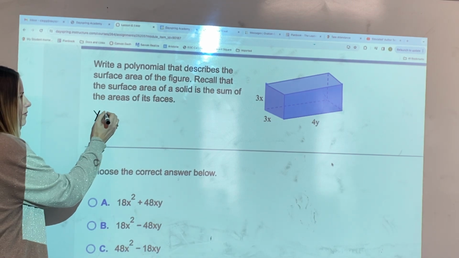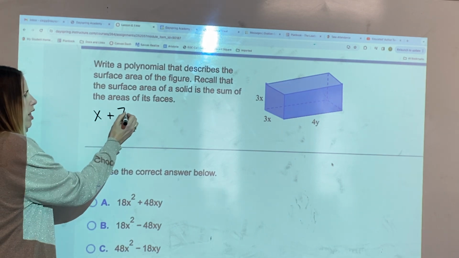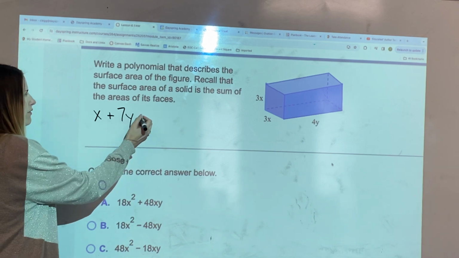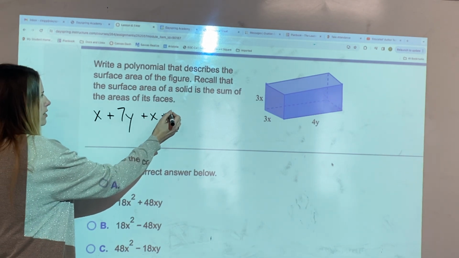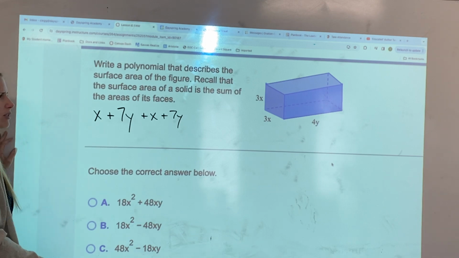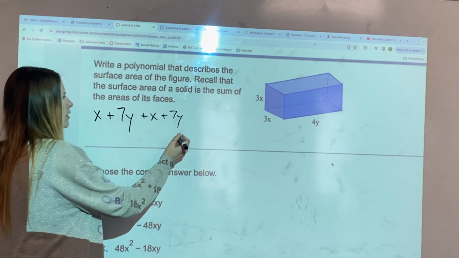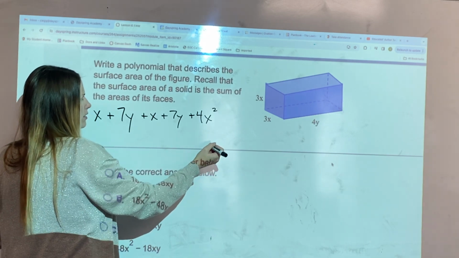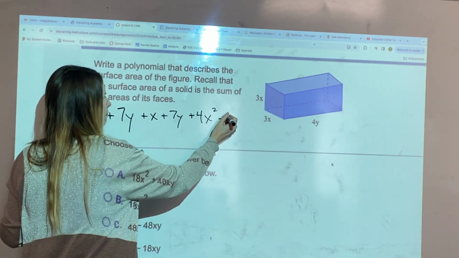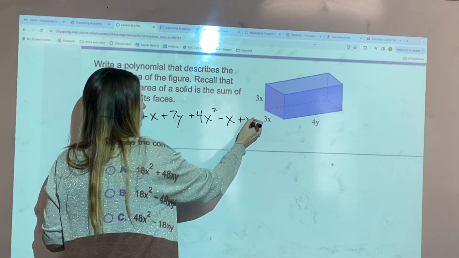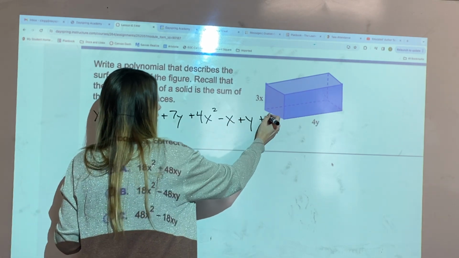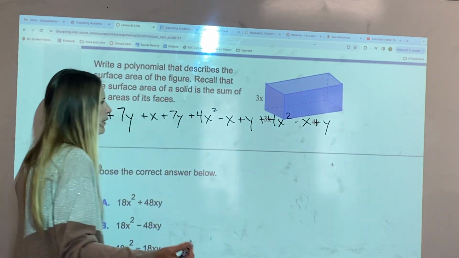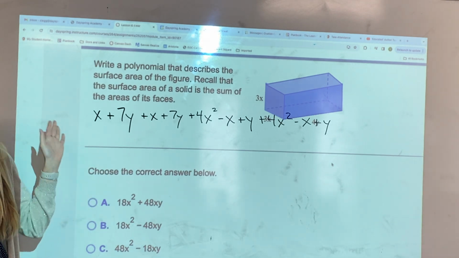My length is x plus 7y. And we need 2 of those, right? So we'll have another one, plus x plus 7y. Okay, and then your next one? 4x squared minus x plus y. And then we need another one of those, right? So plus 4x squared minus x plus y. Do you see how I wrote both of them twice? Because we have to add everything up.